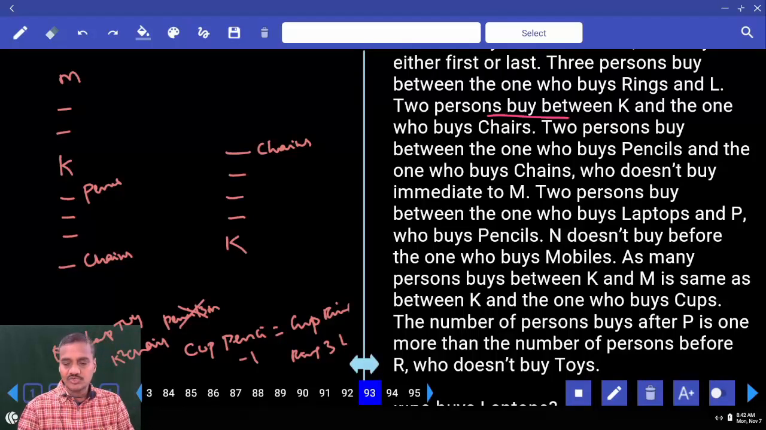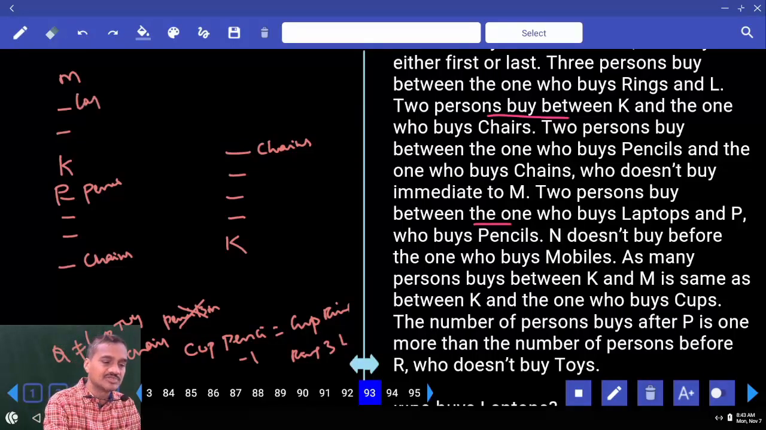And next one, 2 persons between laptop and P. Now between P and laptop, there must be exactly 2 people. And P buys pencil. Now who buys pencil here? P buys pencil. If P buys pencil, there are 2 persons between laptop and pencil, and the one who buys laptop is here. And 2 persons between laptop and pencil. And Q is neither a laptop nor toys. Q cannot be at this place. Q is neither a laptop nor toys.